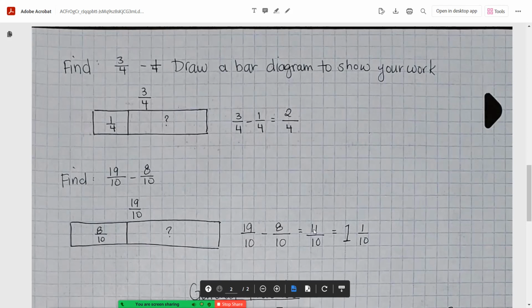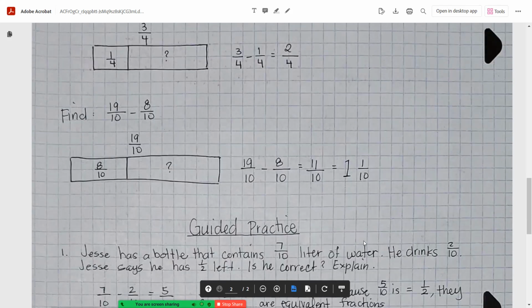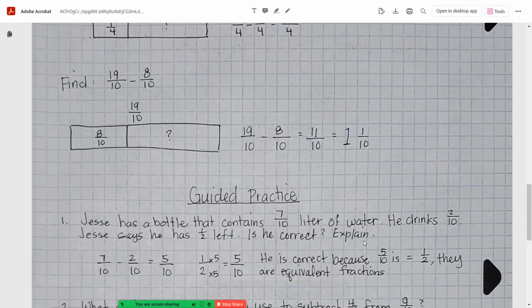Now this is still an improper fraction, so I can rewrite this as a mixed number. 11 is one extra piece than my group of 10 over 10. So I have 10 over 10 plus 1 over 10, which is the same thing as saying 1 whole and 1/10 extra piece. All right, moving on, let's take a look at our guided practice.